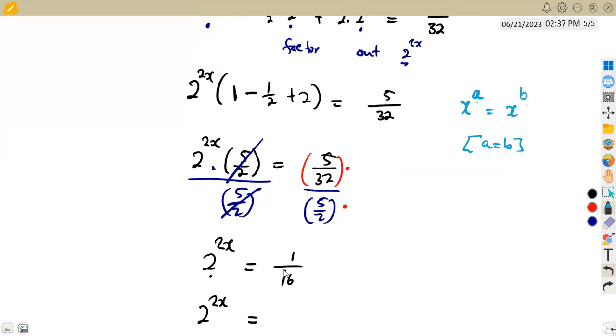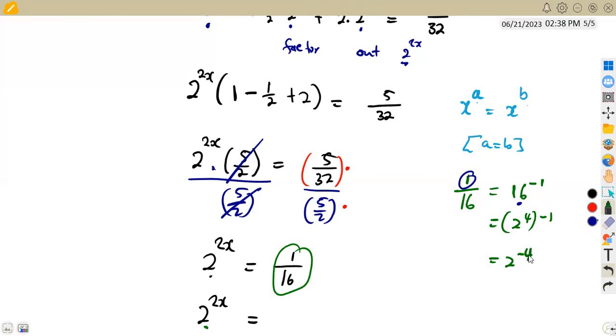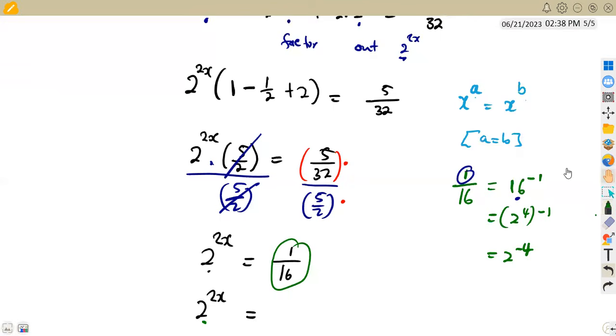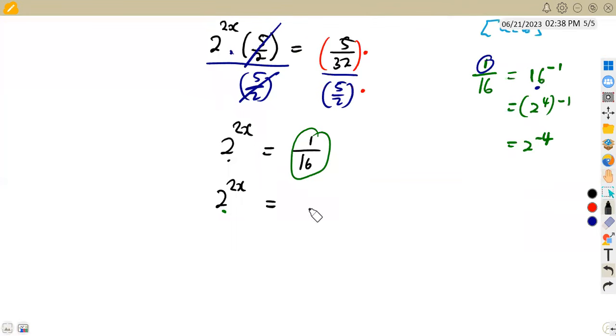So we are going to rewrite this 1 over 16 so that it can be written as 2 to the exponent of... So let us work it aside here. 1 over 16 is the same as 16 to the exponent of negative 1, to remove this 1 over that we see. But to the base of 2, this 16 is the same as 2 to the exponent of 4. So that's 2 to the exponent of 4 times negative 1, which is going to give us 2 to the exponent of negative 4. So wherever we are seeing 1 over 16, it is the same thing as 2 to the exponent of negative 4.